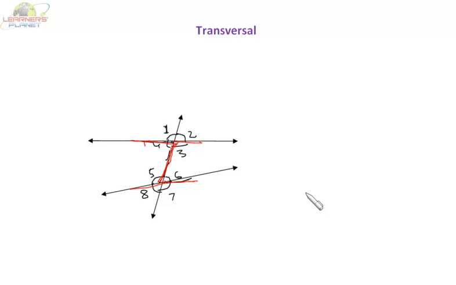Now let's discuss alternate exterior angles. The pair of angles which lie in the exterior and also lie on opposite sides of the transversal are called alternate exterior angles. The pair of angles which lie in the exterior, that means we can call angle 2 and angle 8.